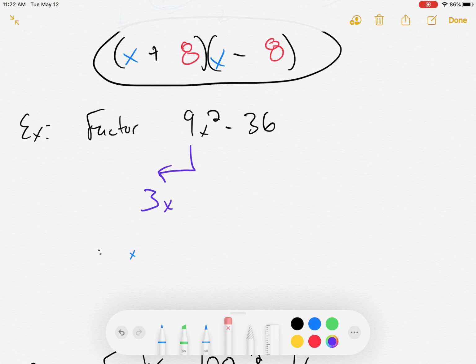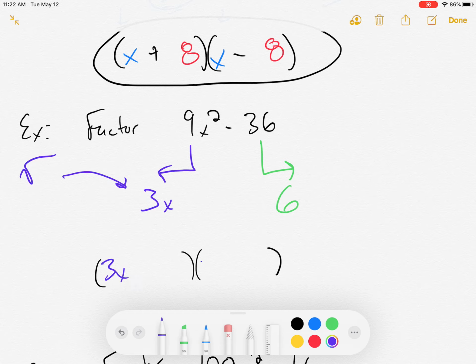Okay, so now I'm going to do the same thing with my 36. What's the square root of 36? Well, it's on our perfect squares card. The square root of 36 is 6. Again, I have two perfect squares that I'm subtracting, so I know it's a difference of squares. I'm going to set my two parentheses up. The square root of the left term goes first: 3x, 3x. The square root of the right term goes on the right: 6, 6. One of my answers is plus, one of my answers is minus.